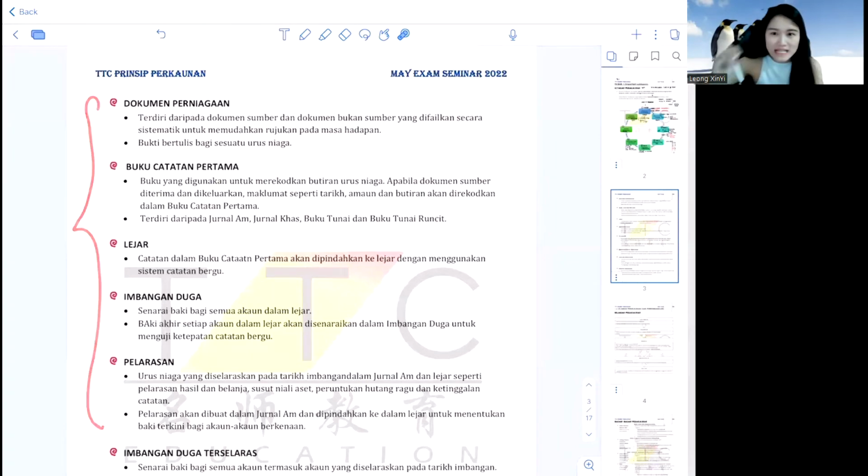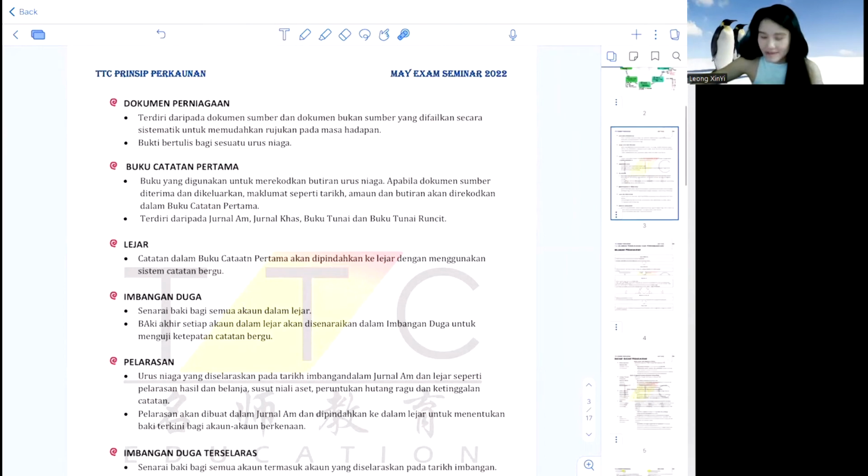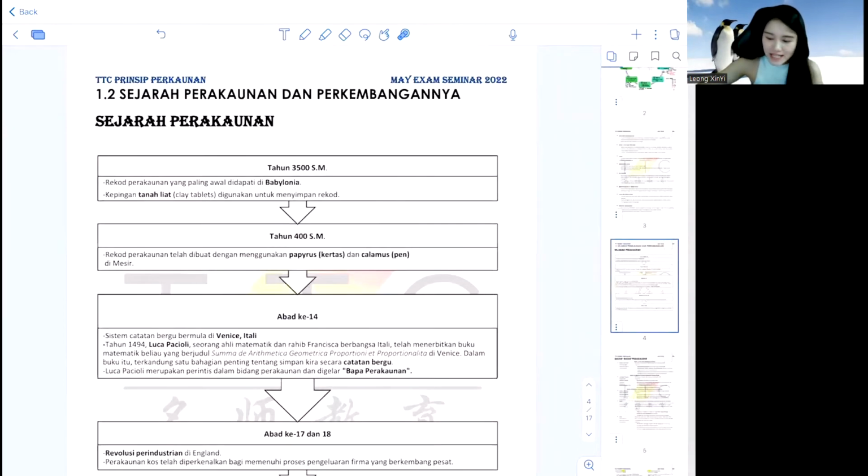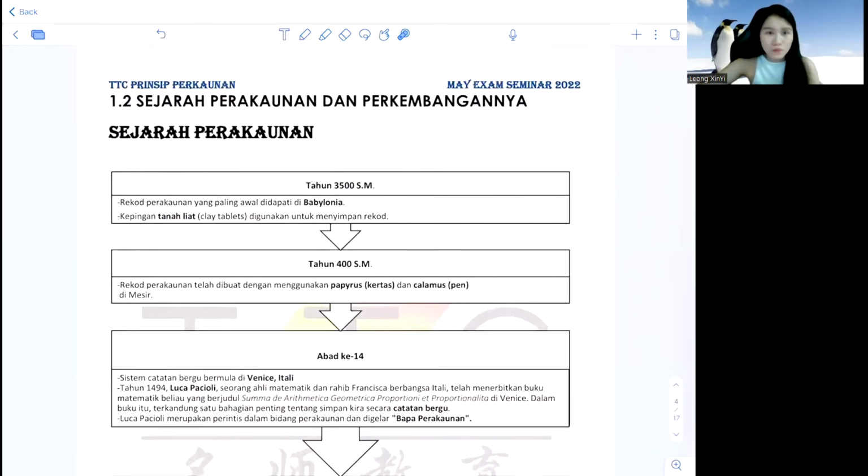These are the wording form of the Gitaran Perikanan. Okay, all right, so come, let's go to page 4. Now, the other subtopic of our chapter 1 is going to be sejarah perakaunan.